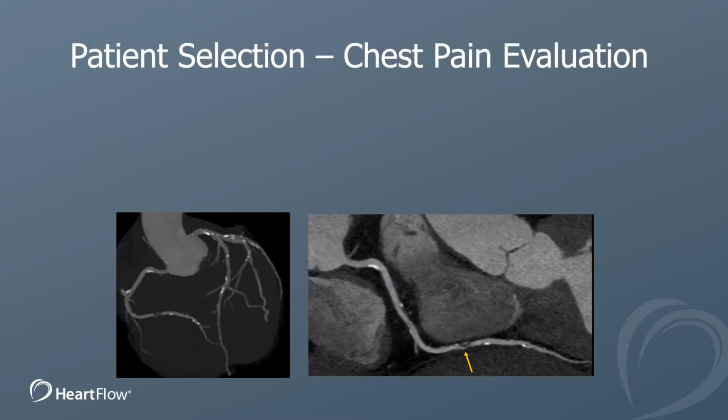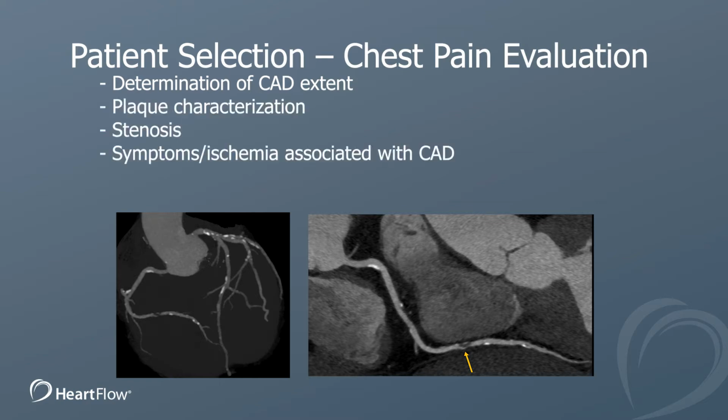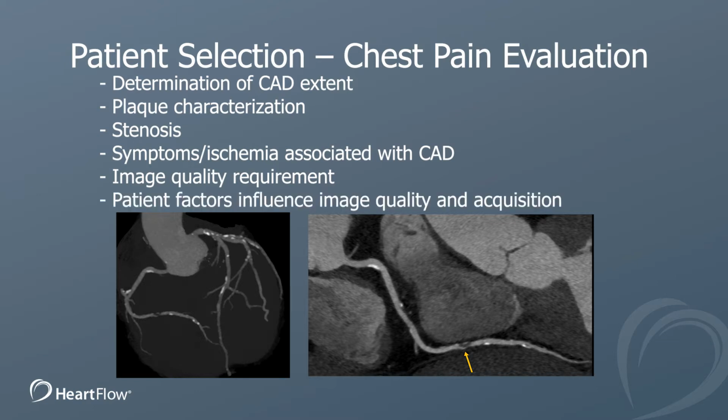Coronary CT angiography is an excellent modality for evaluating our patients with chest pain. We can determine the extent of coronary disease a patient has and characterize plaques and stenosis, and now we can also assess for ischemia with FFRCT. In order to do this well, though, we need to have good quality images. And patient factors can influence image quality and acquisition.